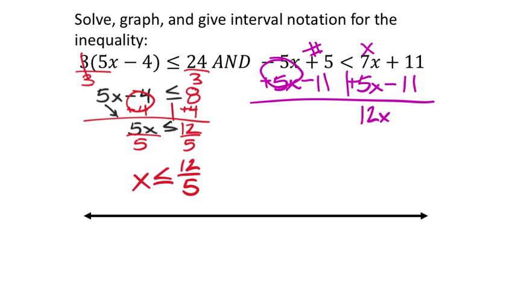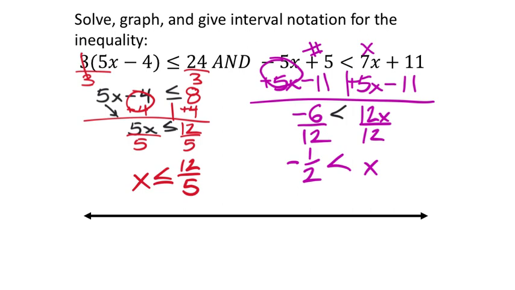5 minus 11, that'd be negative 6. So negative 6 is less than 12x. Divide both sides by the coefficient 12, and now I end with phantom 1x. Comparing this with, it looks like negative 1/2. So negative 1/2 is less than x. Now this is an and statement, right? So let's see what this ends up looking like on the graph, and then we'll figure out the interval.